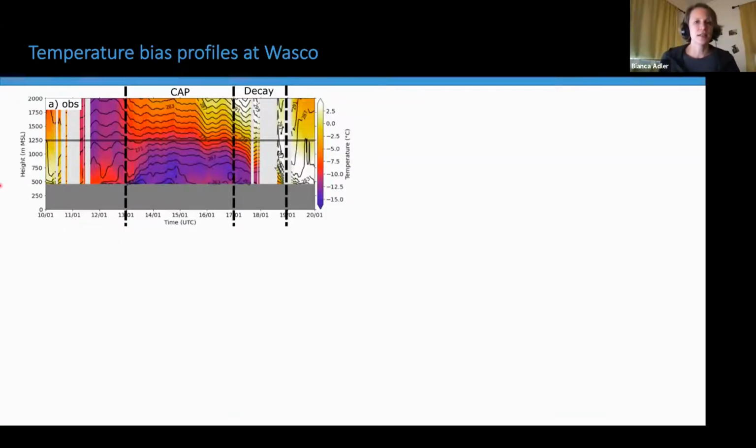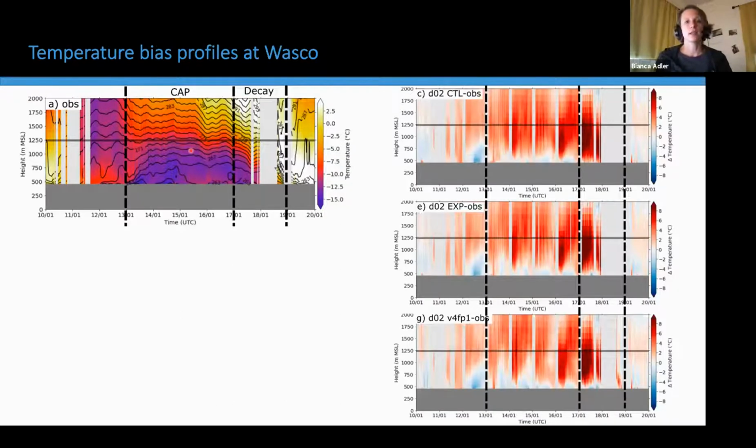So as a refresher, this is the time-height sections of the observed temperature profile at Wasco with the persistent cold pool in the middle of the period. And on the right-hand side, you now see the temperature biases for the different versions. One thing that sticks out is that the bias prior to the cold pool and after the cold pool decay are much smaller than during the persistent cold pool period and during its decay.